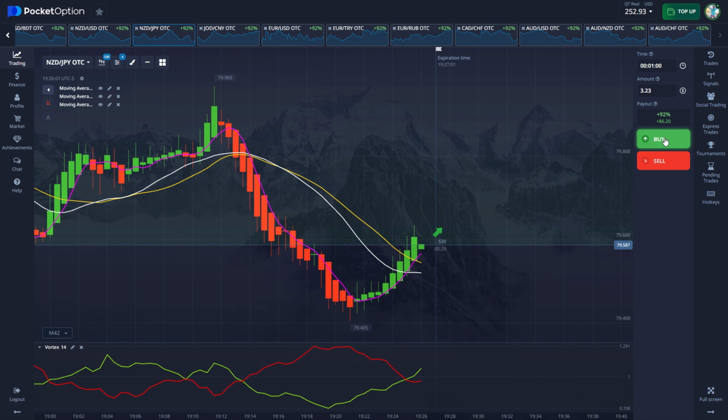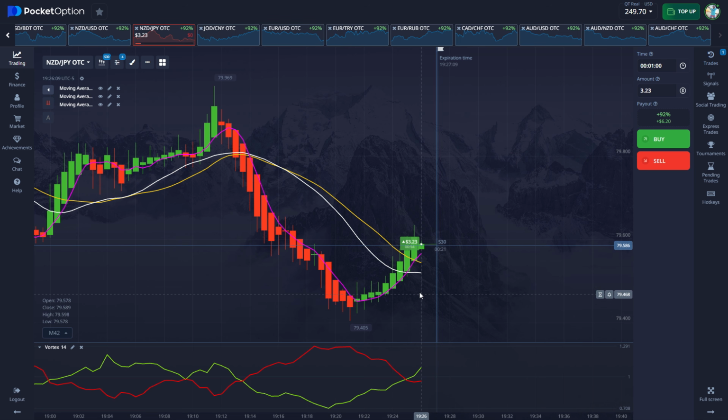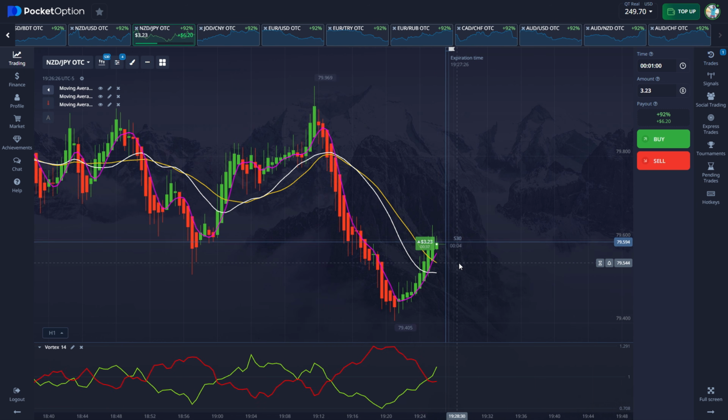There it is. We are crossed and we're going to buy this one up. So again, this is a 1 minute expiry and 30-second candles. We had our confirmation here with the cross. We had a cross of the 5 SMA over the 25 and the 20. We had nice green strong candles here. So all things considered, we are moving upwards.